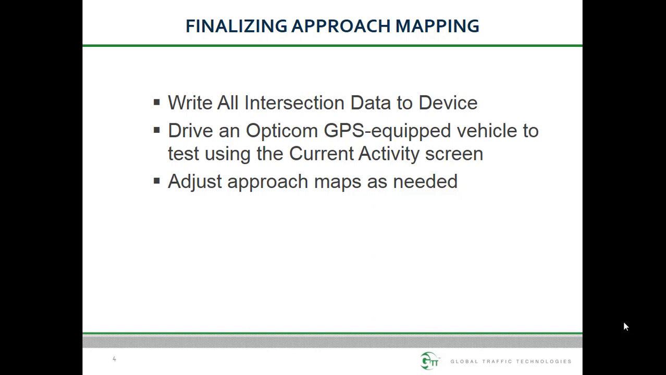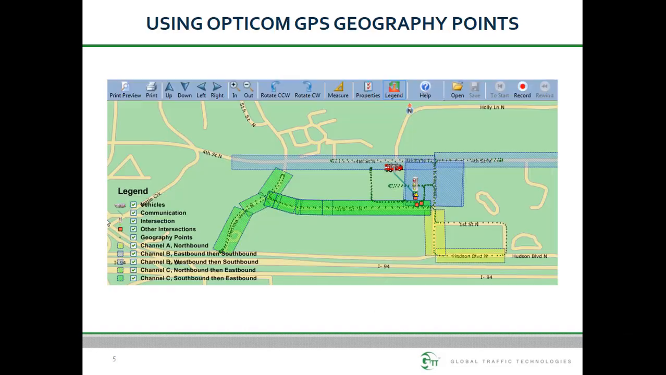In completing approach mapping, it is highly recommended that an Opticom GPS-equipped vehicle be driven through all approaches over the whole length of the zone while viewing the current activity screen within OnSite. If any approach needs to be adjusted, go back to the approach map editor.